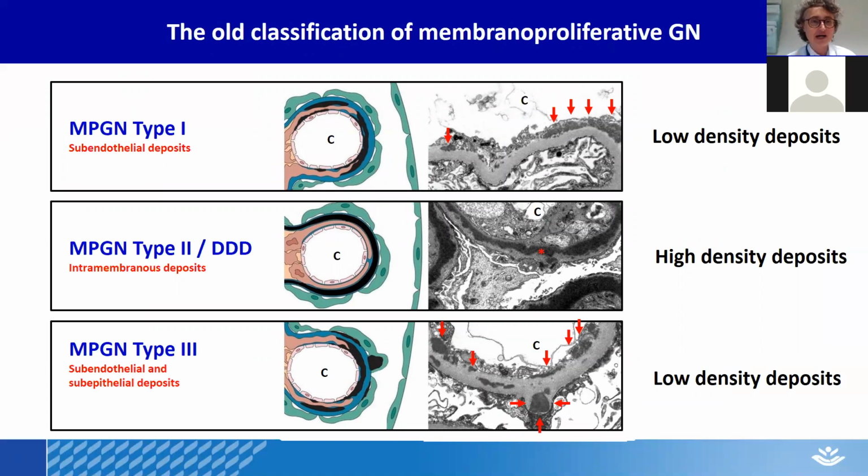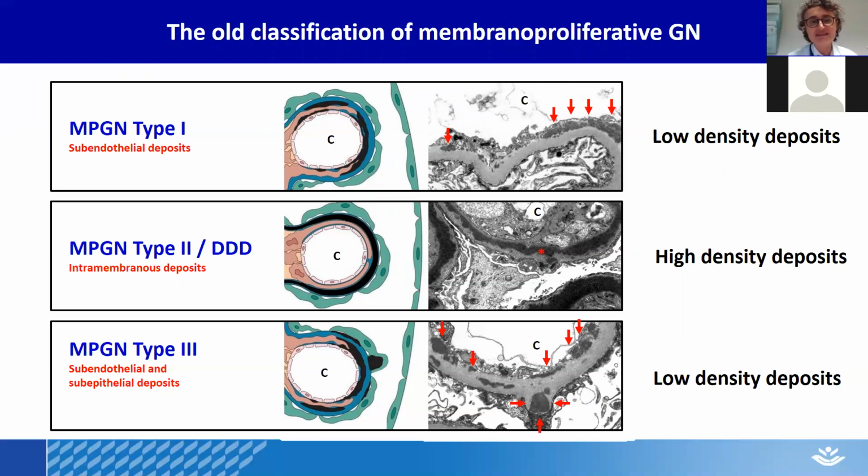MPGN was divided into 3 types, depending on where the damage was and where these deposits, which can be high or low density, were. If they were more on the endothelial side, so on the circulation side, where you see the red arrows on the C on the top panel, it was called MPGN type 1. If it was smack in the middle of the glomerular basement membrane, and you see this is high density, you see that instead of being sort of charcoal gray, the deposits are almost black because they're much denser, and you see them with the red asterisk, the disease was called MPGN type 2, which is also appropriately called dense deposit disease.